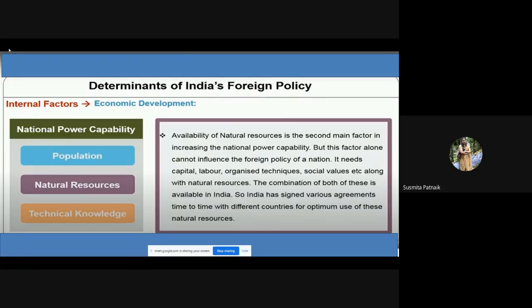China has a larger population and more natural resources compared to India, but in technical knowledge, China is the great country, or the super country, compared to the United States of America at the present stage. China is going ahead at speed only due to technical knowledge. So this is the major aspect of the foreign policy of a country.